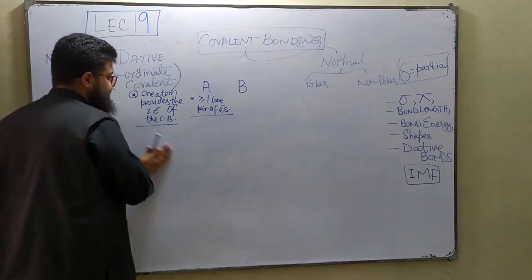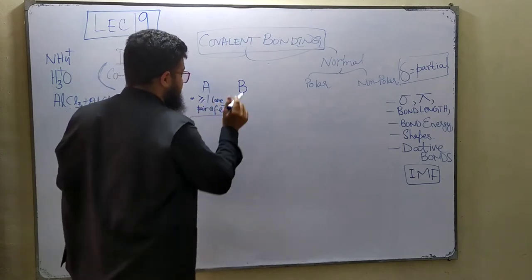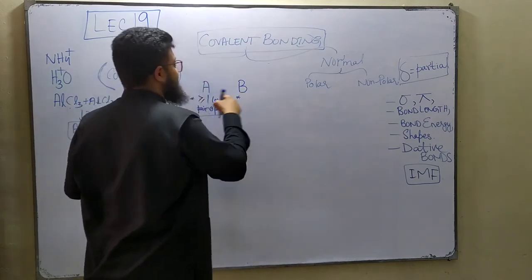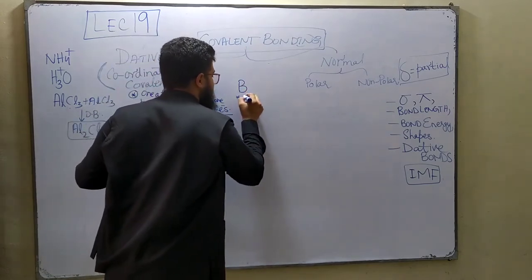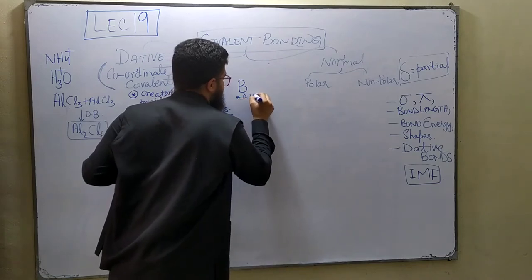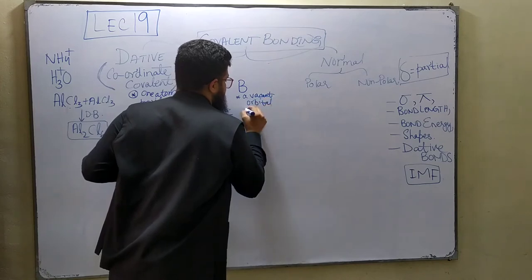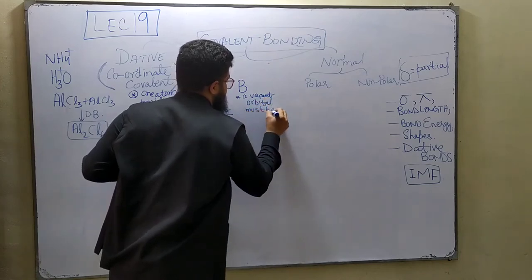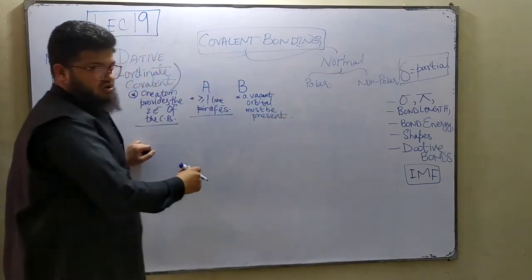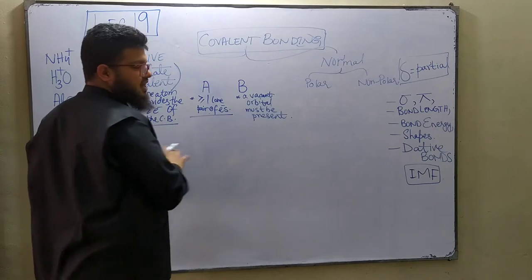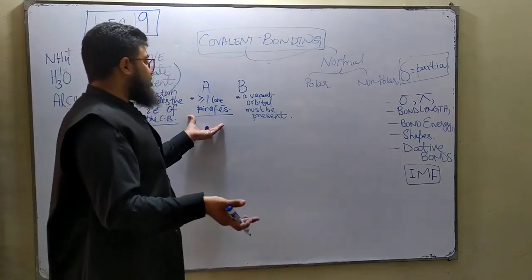Now at least one lone pair of electrons must be present in A, and in case of B, since B is accepting the two electrons, it must have at least one vacant orbital. A vacant orbital must be present so that it can have room to accept the incoming electrons. If it is already filled, then it cannot accept the electrons because it won't have any empty orbital free in order to accommodate the electrons.